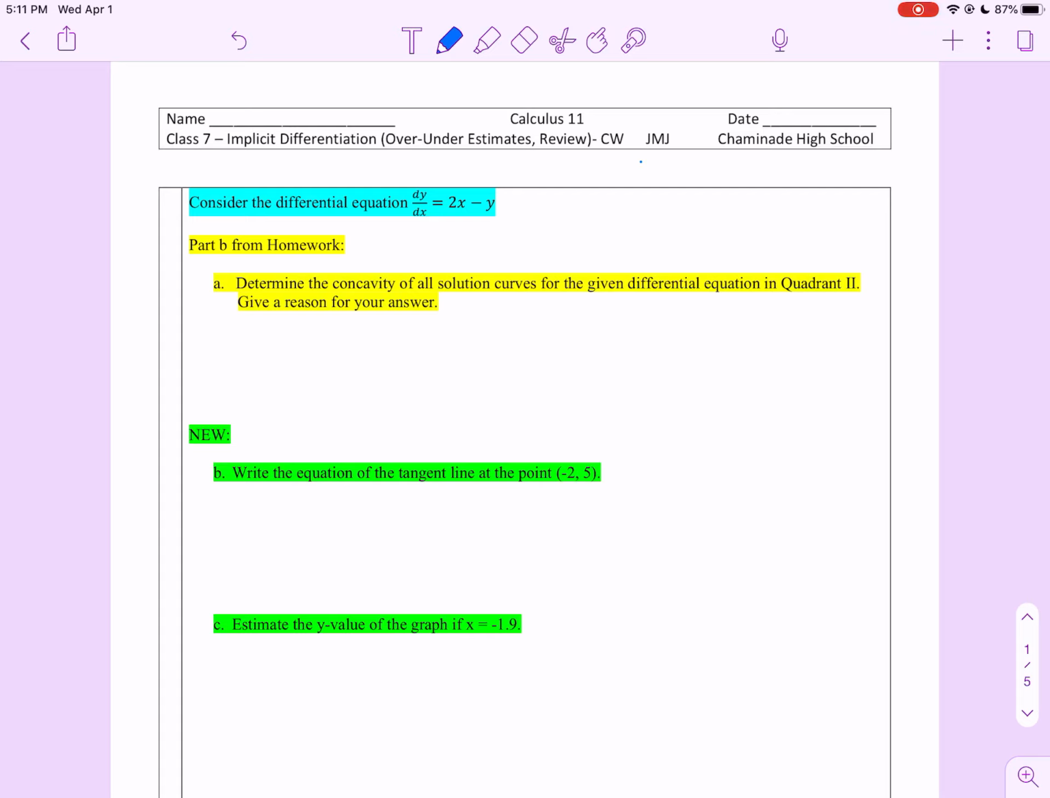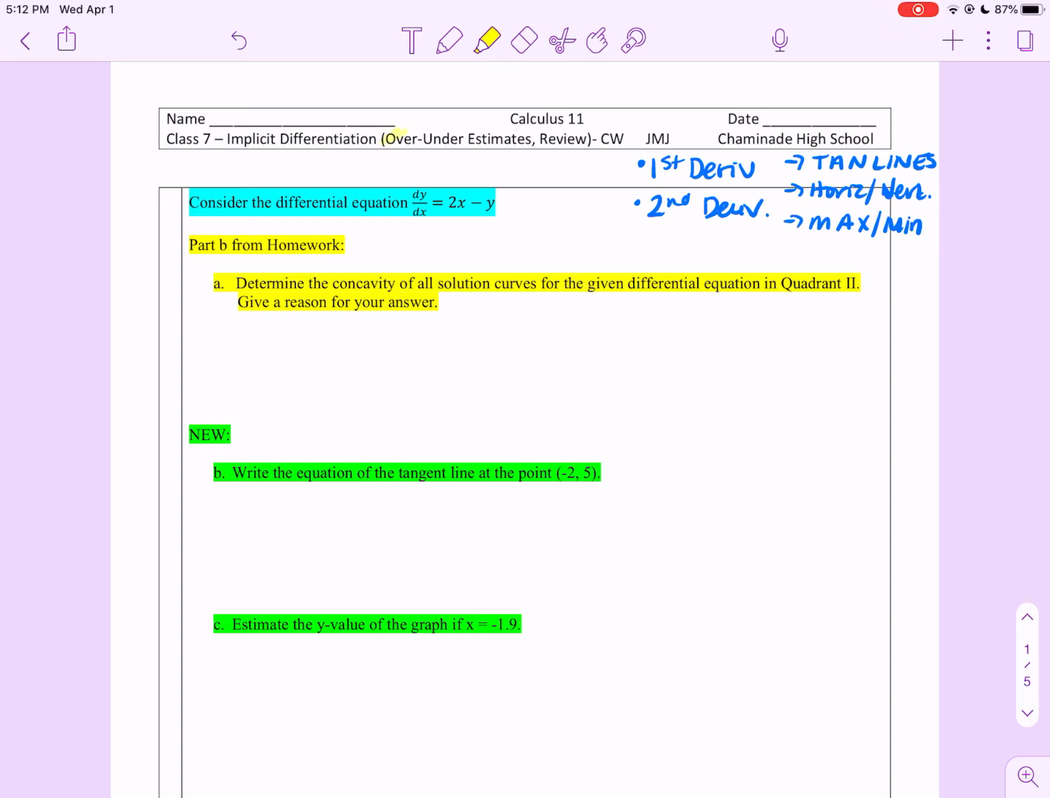Remember, for implicit differentiation, so far we found the first derivative implicitly. We found the second derivative implicitly. And then we've also done things with those derivatives, such as writing the equation of tangent lines and normal lines. We have done writing the equations of horizontal tangents and also vertical tangents. And in addition to that, we've also talked about finding the coordinates for maxes and mins and justifying if they're maxes and mins. Today we're going to go a little step further.